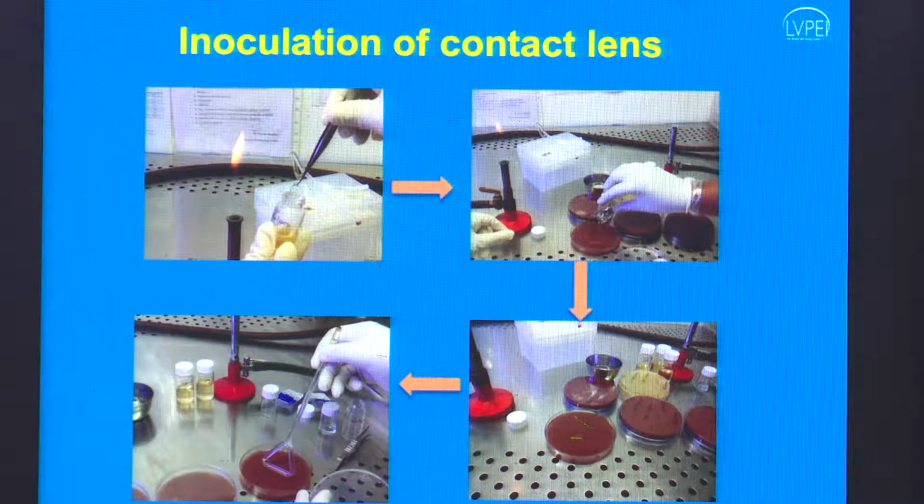So you can see the contact lens sitting on the plate, chocolate agar with nutrient agar covering it, and it's called the sandwich method of culture of contact lens. And the solutions can be spread on the chocolate agar, so we can actually enumerate the number of organisms present in the solution also.